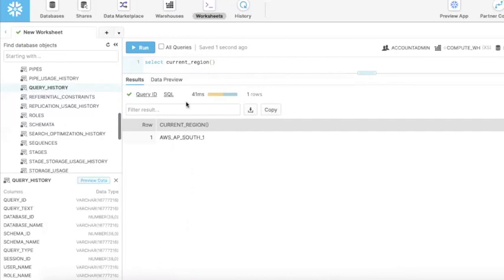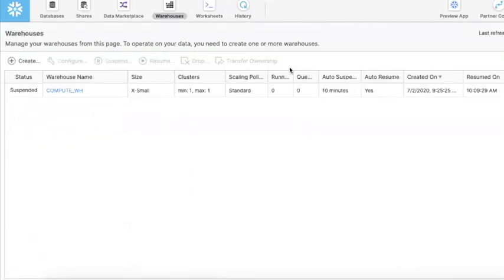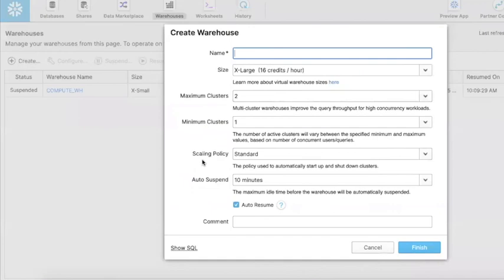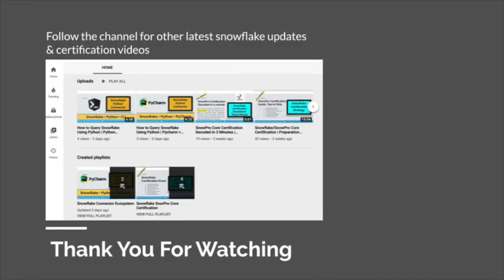Another thing I would like to explain is how you know whether you have an enterprise and above edition or not. You can go to this screen and click on that. If you are getting the scaling policy and auto suspend, these features are available only when you have an elastic warehouse setup available.